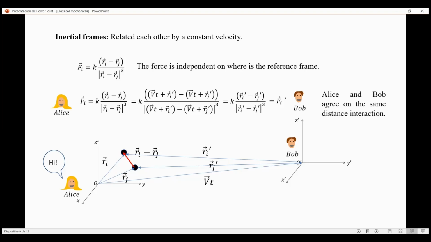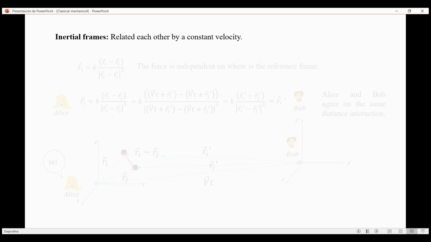Therefore, inertial observers Alice and Bob agree on the same interaction. This was expected as we saw before. The Coulomb law is the same referred to any reference system as long as the distance between particles remains the same. Therefore, we prove the exercise. The Coulomb law is invariant under a Galileo transformation.